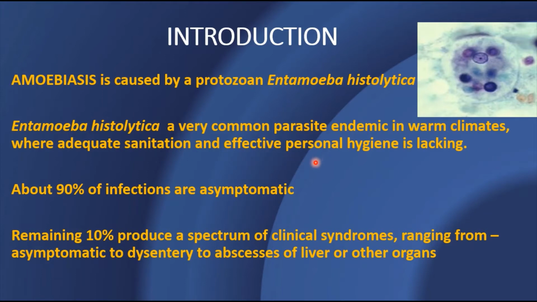About 90% of infections are asymptomatic. That means in about 90% of infections caused by Entamoeba histolytica, they won't show any symptoms at all. But the remaining 10% produce a spectrum of clinical syndromes ranging from asymptomatic to dysentery to abscesses of the liver or other organs. That we will discuss in detail in coming slides.